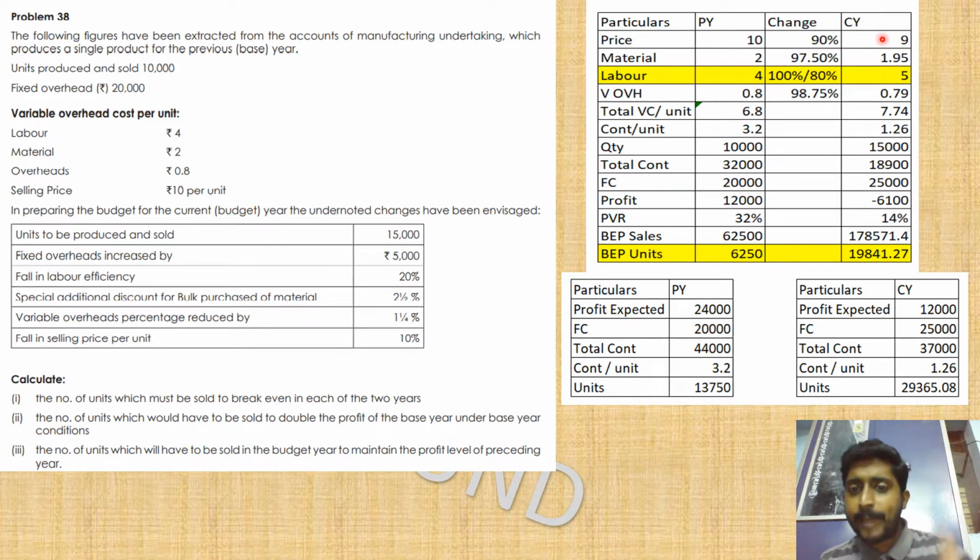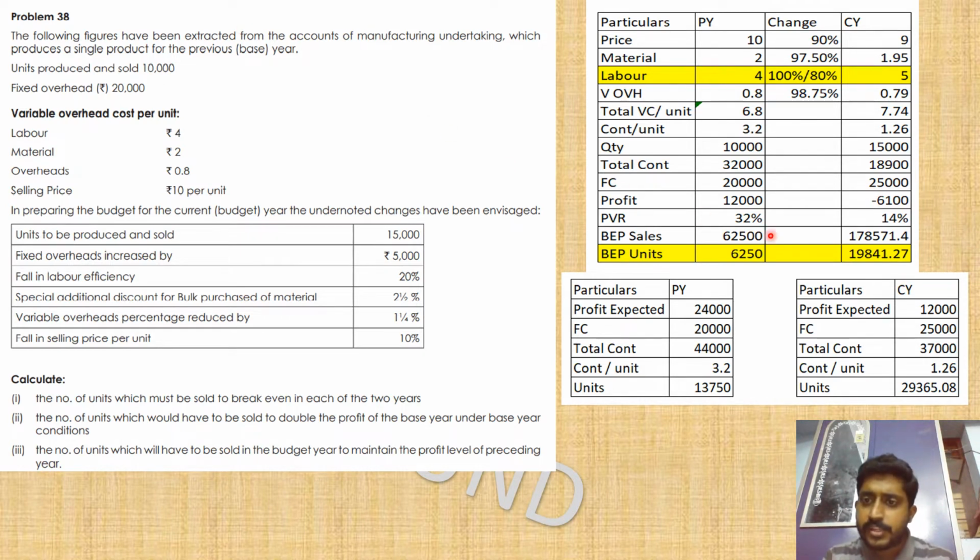So do the same math. You can find the break even point sales, and you can find the break even point in units also. However, this scenario is bad because you are getting a loss of 6,100 in this calculation. So that is one point. Yes, it is a loss in the current year.